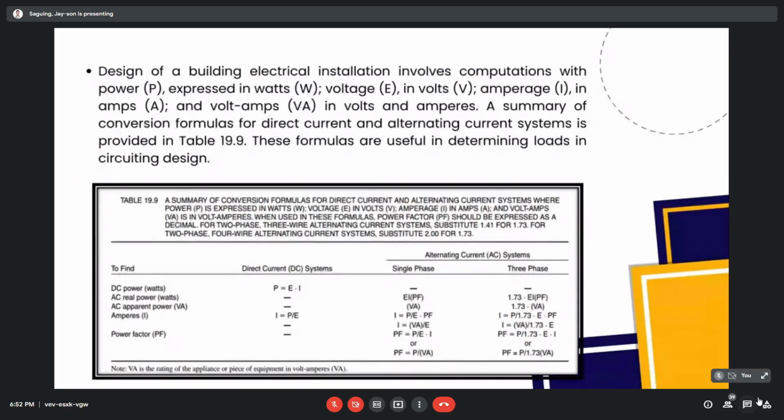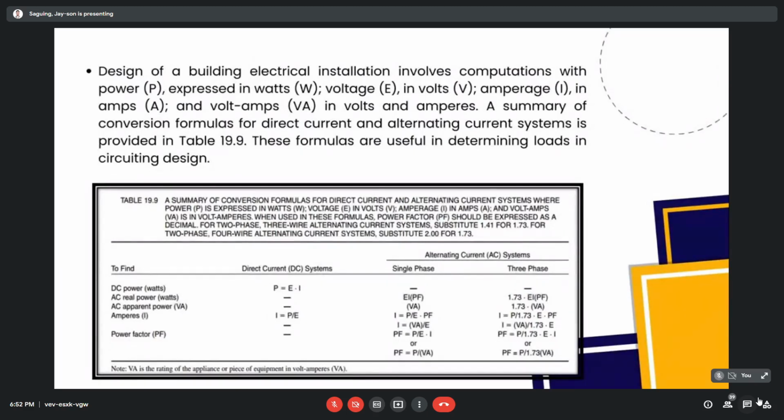So we are just going to refer to this table in order to find the DC power in watts, AC real power, AC apparent power, amperes, and the power factor. So dire pangitaon lang nato ang appropriate formula nga atong gamiton based sa atong system. So we're just going to look sa direct current system, or sa AC current systems.